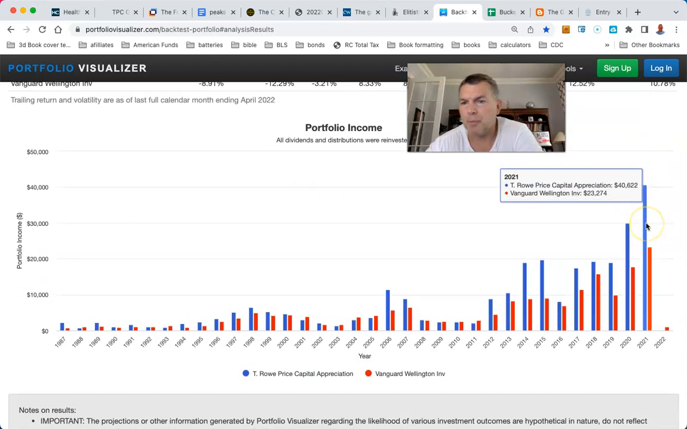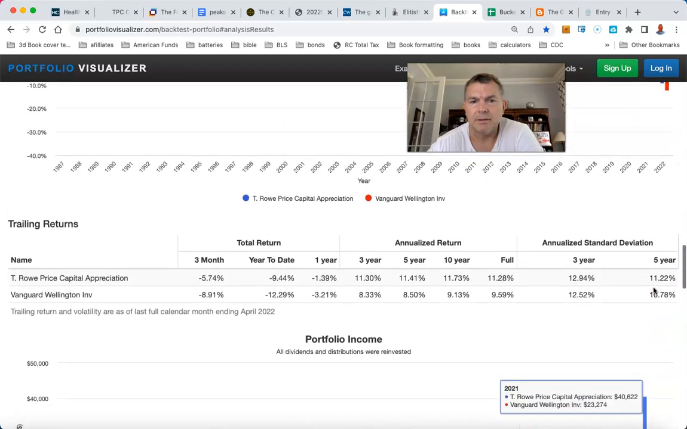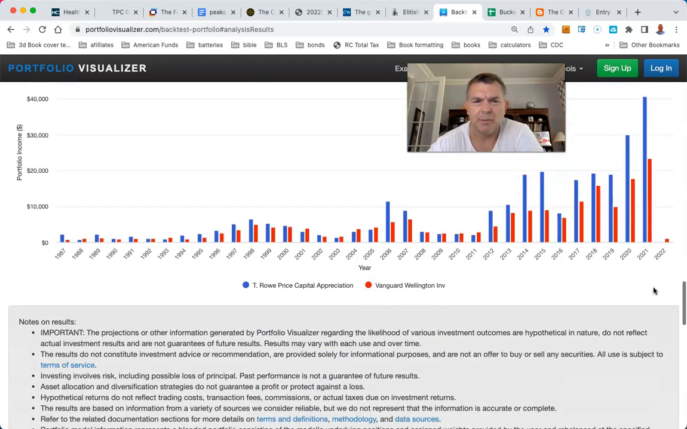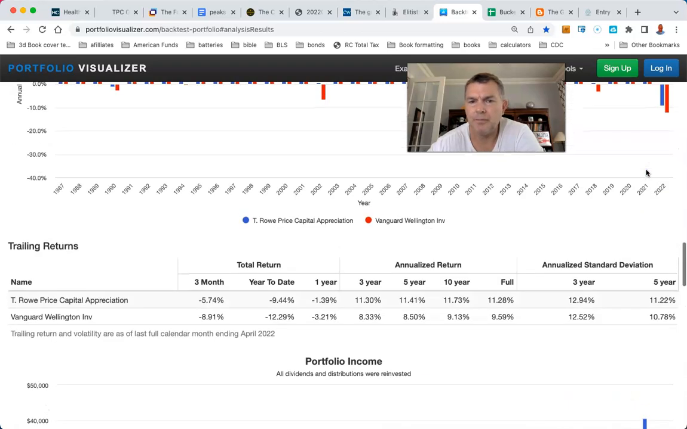So right now it's paying $40,000 of income, where T. Rowe Price is, or where Wellington's paying $23,000. Yeah, we'll come back around. I don't know if I quite buy that. So it's $40,000 of income.